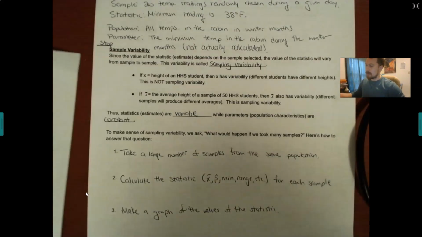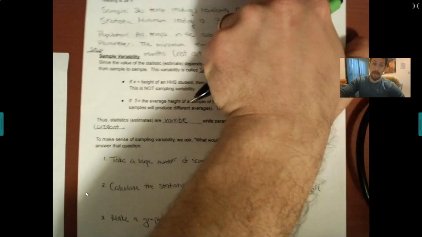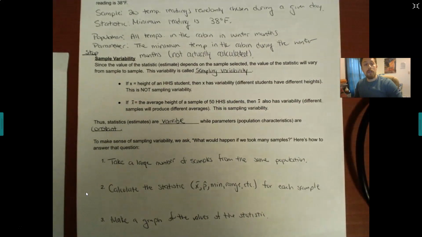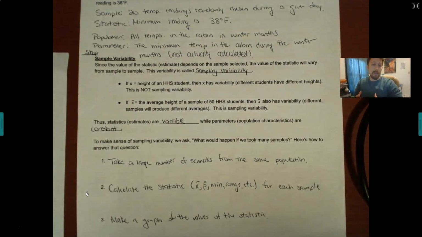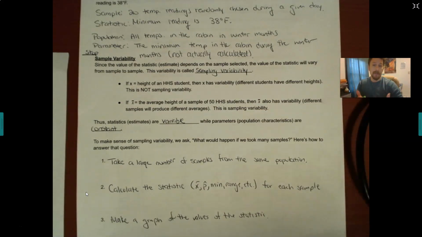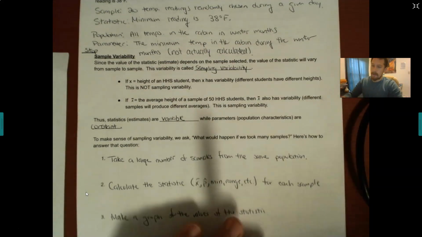We did some examples. We talked about sampling variability. Sampling variability is basically the idea that when you pick a sample from the population and then you pick another sample from that same population, they're probably not going to be the same exact thing, right? Because a sample is a random process. So if I have a population of 550 students at Herman High School and I pick 5 at random, and then I pick 5 at random again, there's going to be variability. They're probably not going to be the same. And that is the idea of sampling variability.